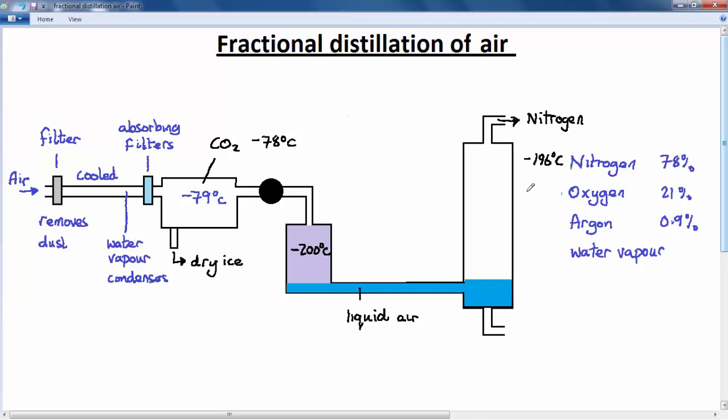Now the oxygen has a boiling point of minus 183 degrees Celsius, while argon has a boiling point of minus 186 degrees Celsius. So these gases will remain at the bottom of the tower in the liquid state as the nitrogen boils off, and so will be removed via this channel here in the liquid state. So we have oxygen plus a little bit of argon. Now argon is a noble gas, that means it's an inert gas, it doesn't react with anything, so the oxygen can be treated more or less as if it were a pure gas.